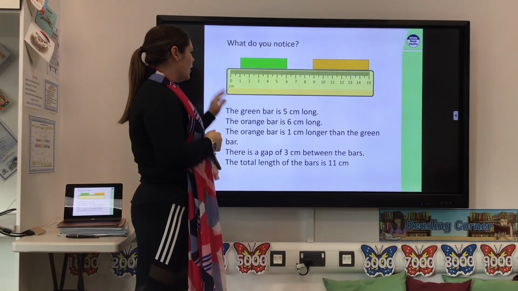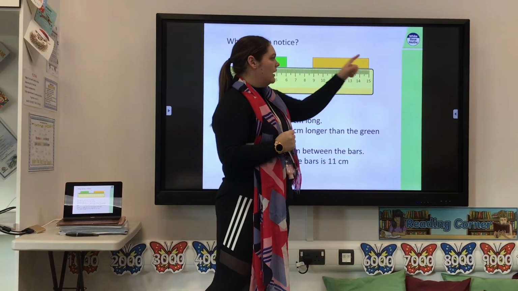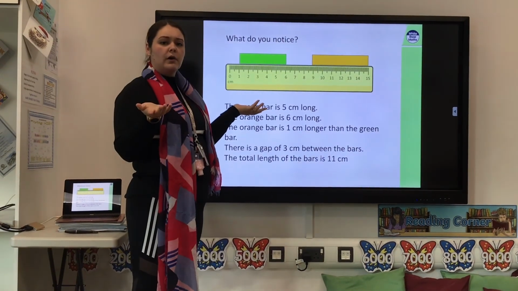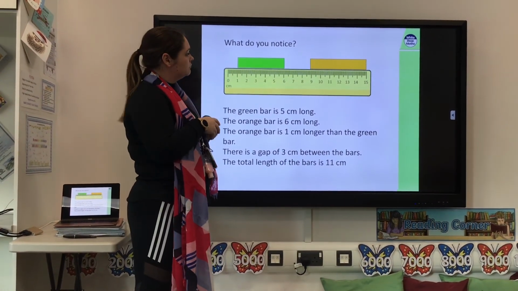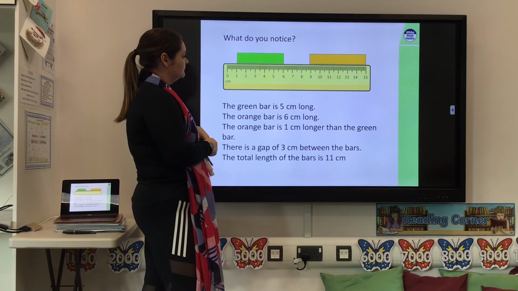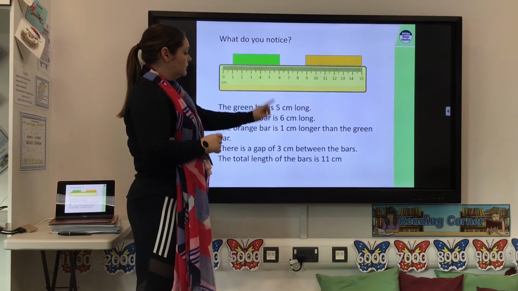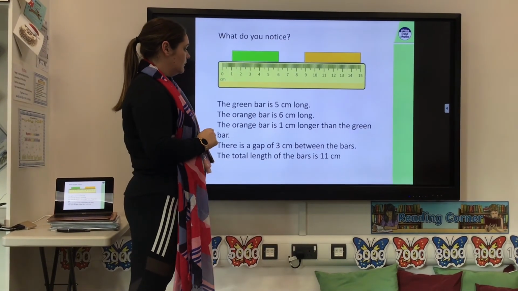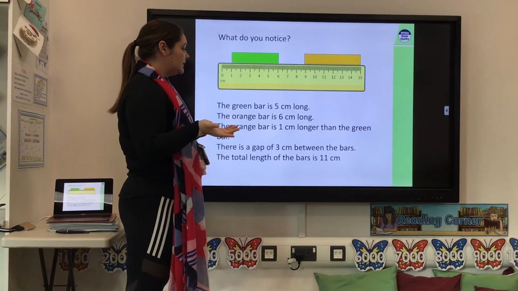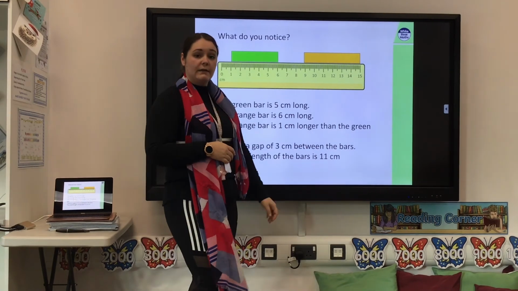Well, the whole ruler here is showing me 15. How do you think they've got the total length of the bars, Mrs. Upchurch? It would make sense, Miss McCartney, to add the green bar and the orange bar together. If we know the green bar is 5 and the orange bar is 6 centimetres, if we add the two together it makes 11. Fantastic. So he is right. The total length of the bars is 11 centimetres.